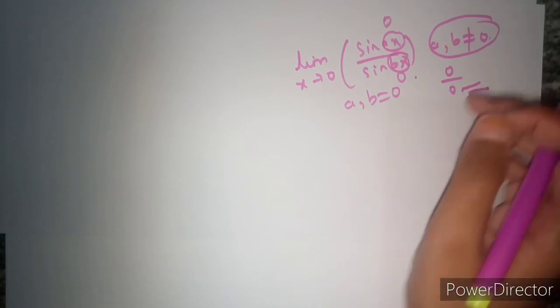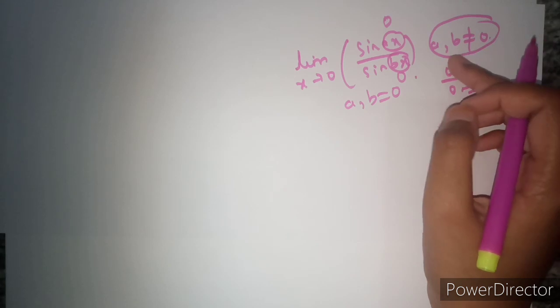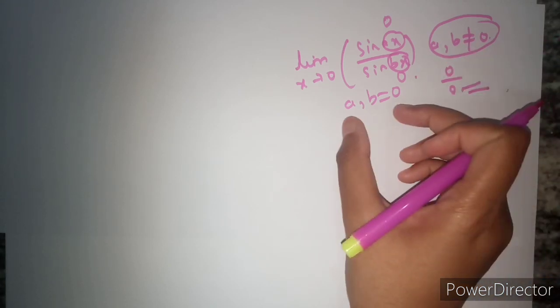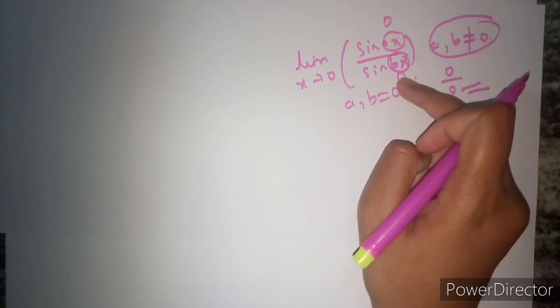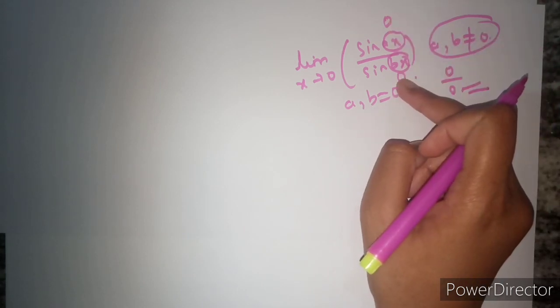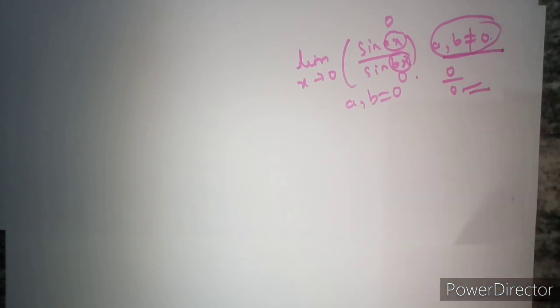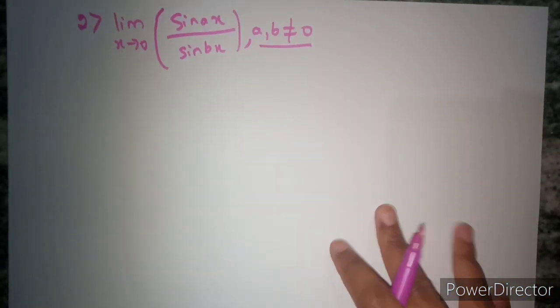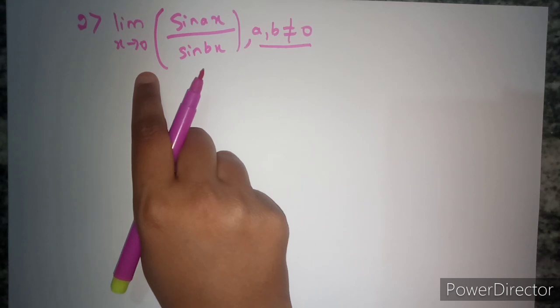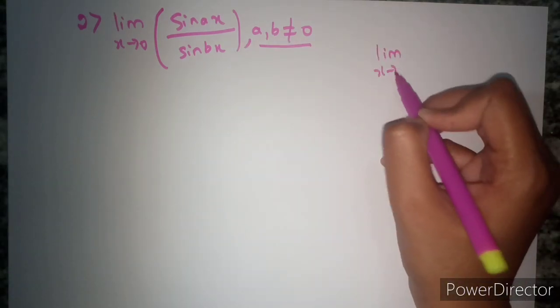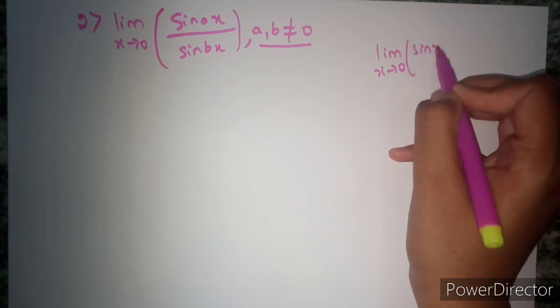So we cannot find limit value here. So in the question they have given that a comma b is not equal to 0. If they are equal to 0, then the angle will be 0. Then we cannot find the limit value. So here a comma b is not equal to 0. Okay. So the first condition is x should tend to 0. Here x is tending to 0. So what formula we have? Limit x tends to 0, sin x by x is equal to 1.